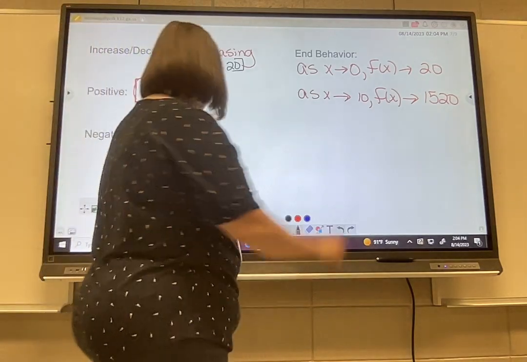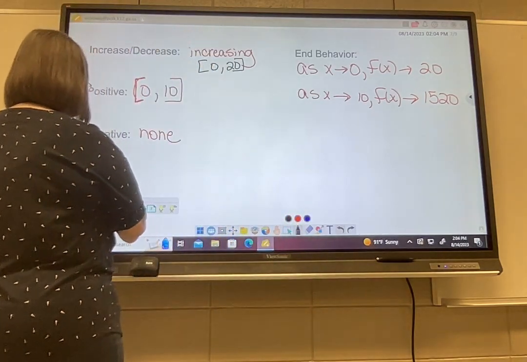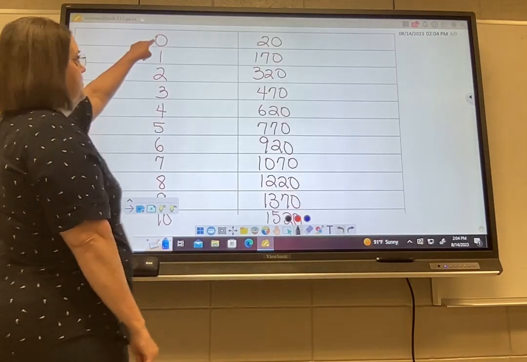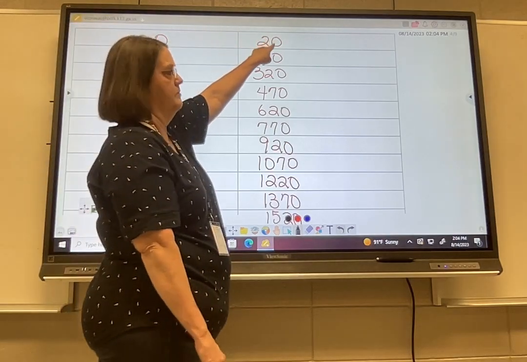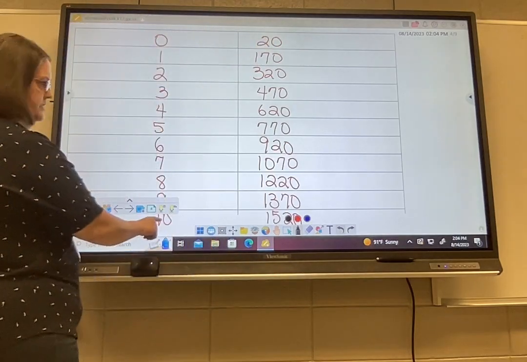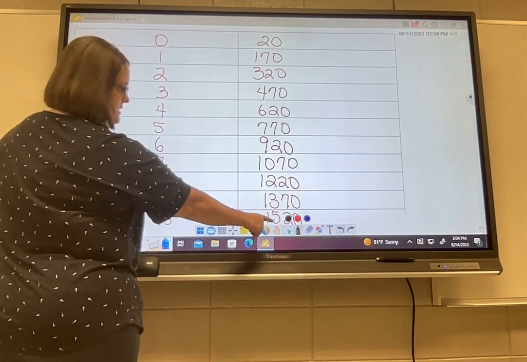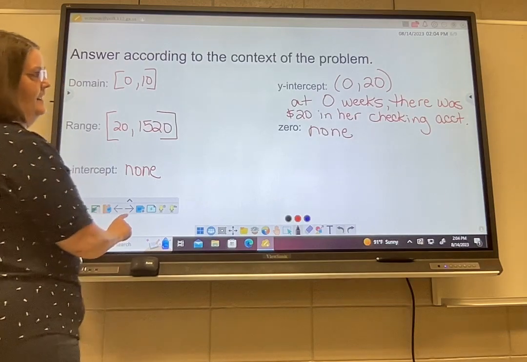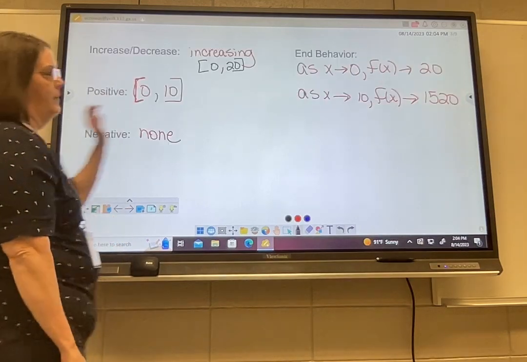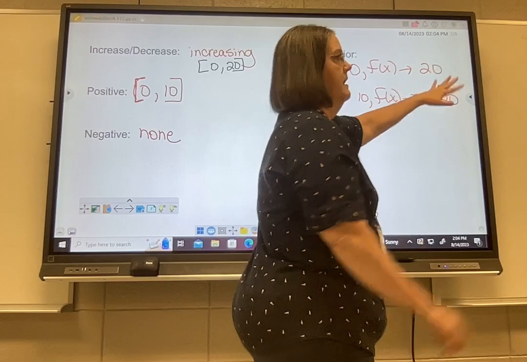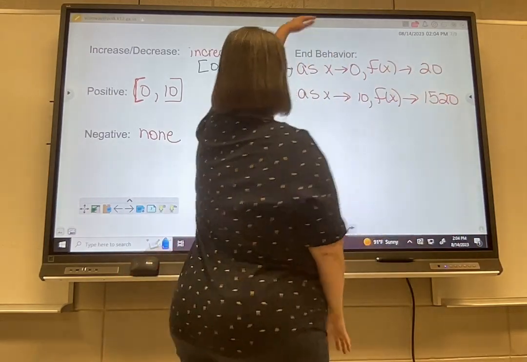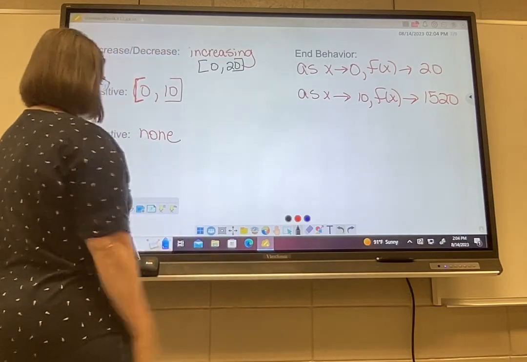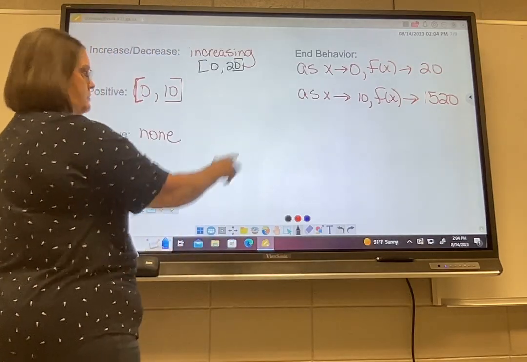End behavior. All right, let's look at our table one more time, and you can see your end behavior on the table. As x approaches 0, f of x or y approaches 20. As x approaches 10, f of x or y approaches 1520. And that's how you label that. You just read the ends. That's it. So our end behavior is just reading this side and this side, or the top and the bottom of the table, or reading the left and the right, the leftmost point and the rightmost point on the graph.